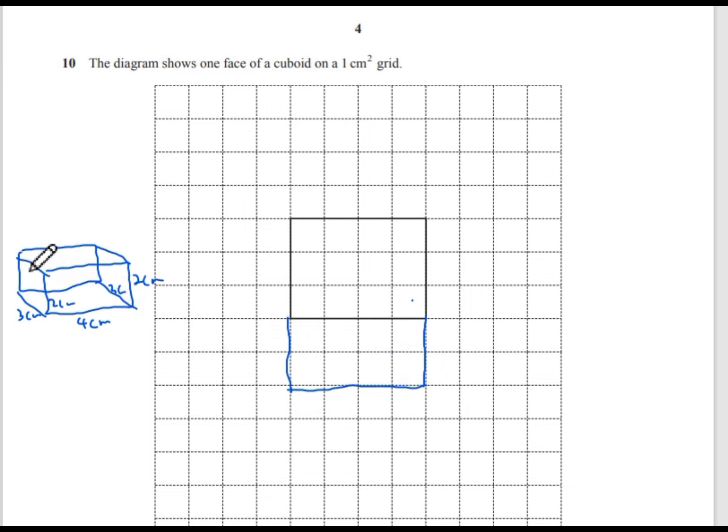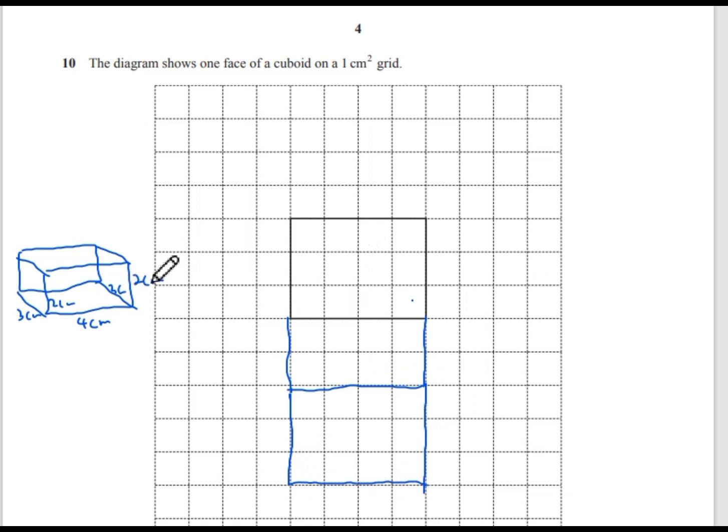Now this top. Let's draw this top here. This top here is 3 centimeters, and here is also 3 centimeters. So we are coming down 3 boxes: 1, 2, 3. That's 3 centimeters. 1, 2, 3. That's 3 centimeters. So we are done with that.